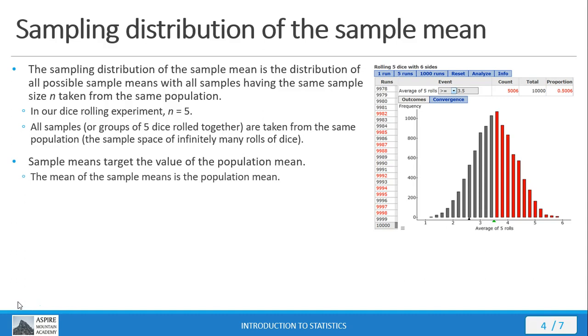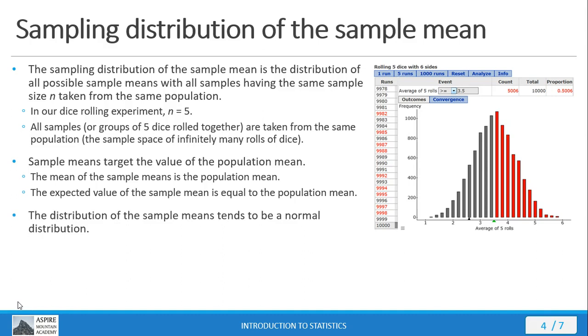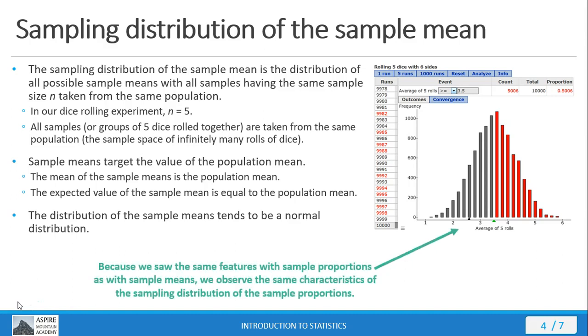And that's what we saw with our simulation, that the mean of the sample means after about 1,000 rolls of the dice became pretty much the same as the population mean. And the expected value of the sample mean was the same as the population mean. So that means that the distribution of the sample means tends to be a normal distribution. And of course, we've got the same thing going on with proportions. So if we made a sampling distribution of the sample proportions, we would see exactly the same thing. It would come out to be a normal distribution where approximately half of the distribution is above the mean and approximately half is below.